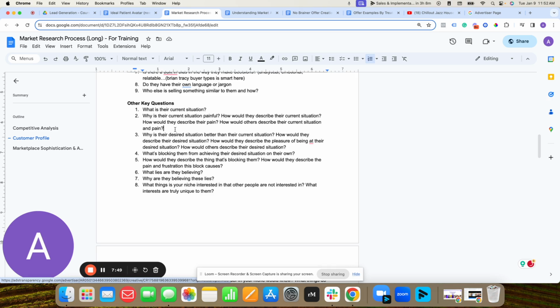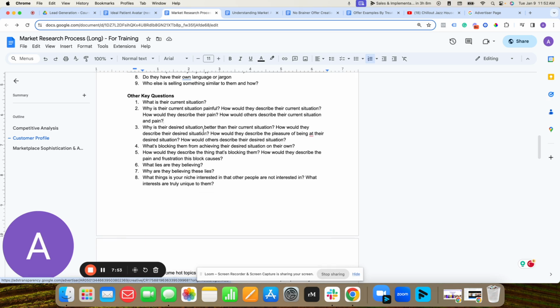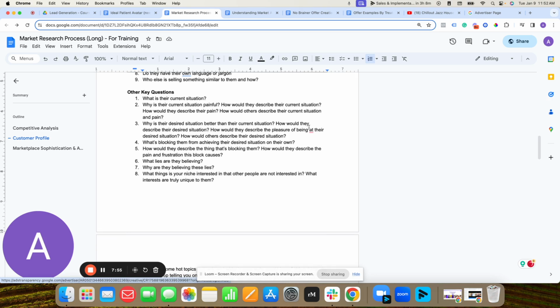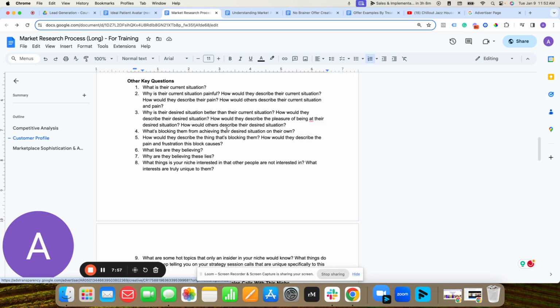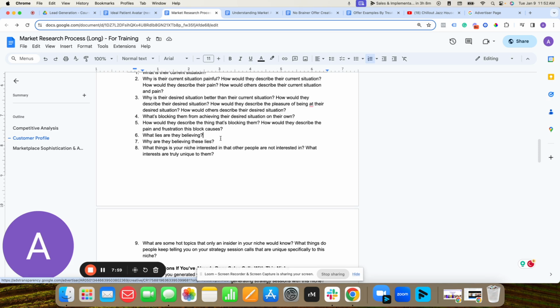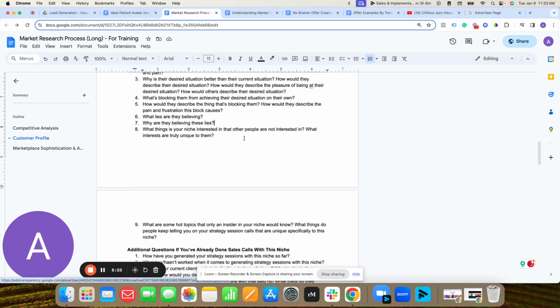What are others saying about the way that it impacts their ability to be active, to show up at work? Would they say they have brain fog? How would they describe their desired situation? What lies are they believing about their current state of health? Why are they believing these lies? Dig into their mindset, why they think the way that they think, and help them change.